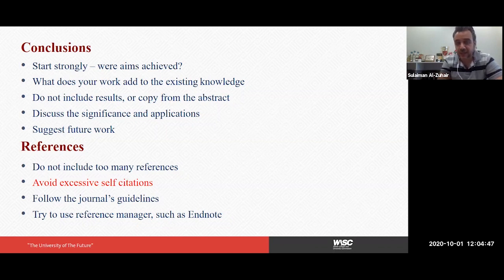Follow the journal's guidelines when it comes to the format of the references. Otherwise, it will be rejected because of that. You can use reference managers like EndNote, which can help you to do the format automatically.